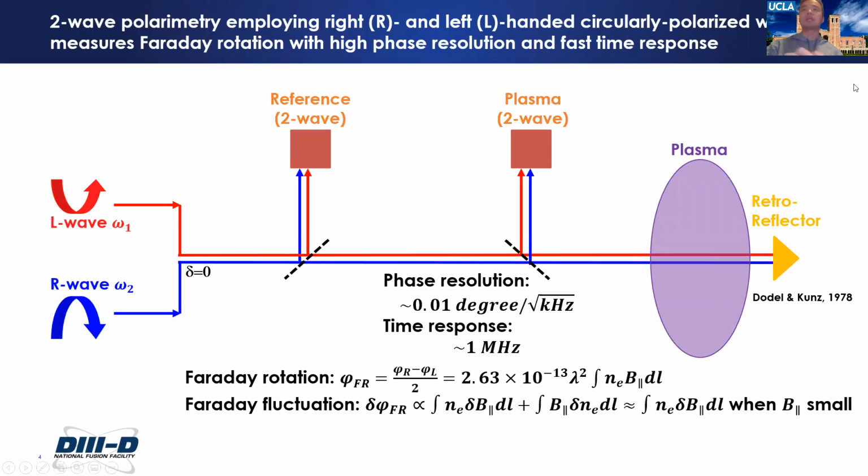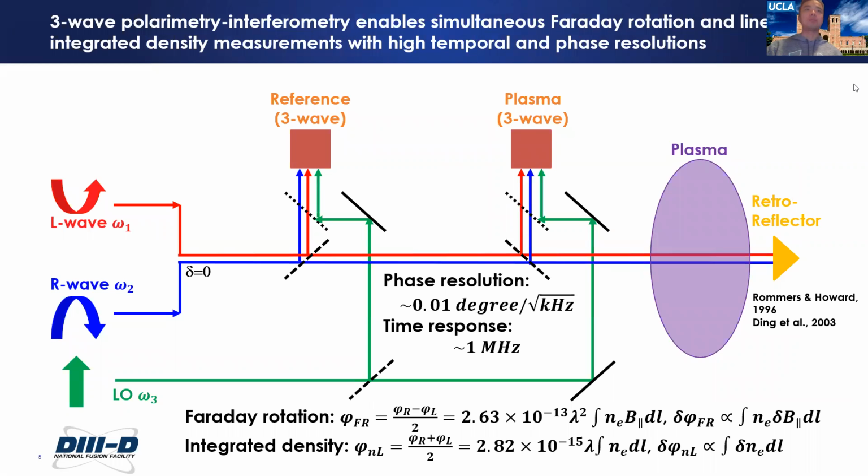So firstly, let's briefly review the fundamental principles of two-wave polarimetry. This kind of polarimetry uses left-hand and right-hand circularly polarized waves to measure the Faraday rotation. The Faraday rotation is usually measured with high phase resolution and temporal resolution, so the instrument can also simultaneously measure the fluctuation of the Faraday effect, which provides the information of magnetic fluctuation.